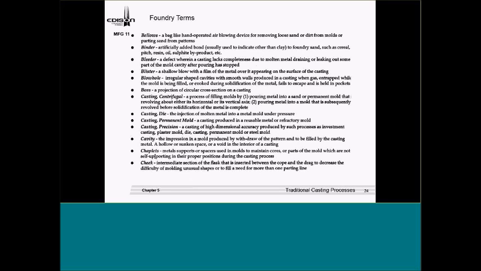All right, foundry terms. The bellows is just an air device that we use to blow the sand off of the pattern, and then I'll blow it from the cavity.